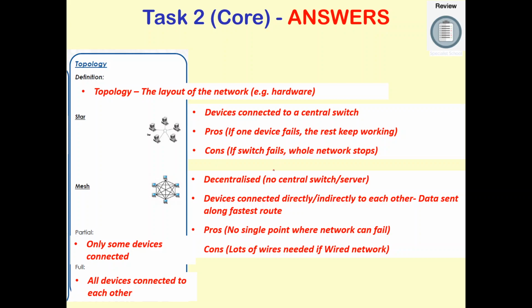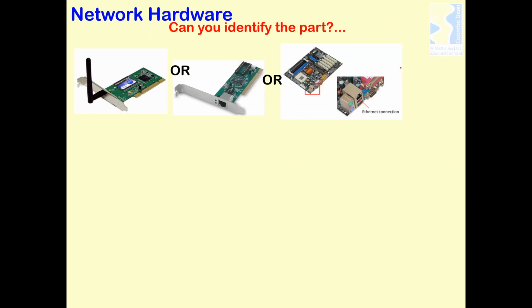Okay, so we've looked at types of networks, LANs and WANs. We've looked at the topologies of the networks. There is one final section to do today, looking at hardware, the hardware used in the network. So let's have a look. There are several main pieces of hardware which you need to know about.